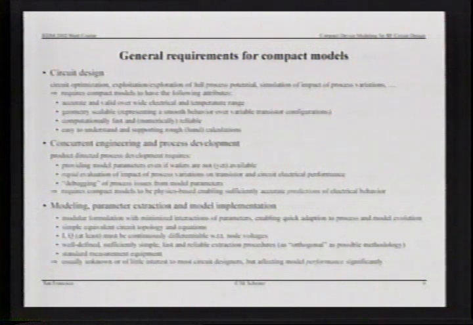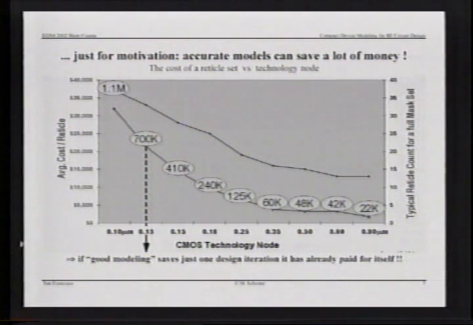There have to be compromises, and those compromises lead to validity range limitations in a transistor model or in any type of model. This is for a motivation, looking at basically mask cost for subsequent CMOS generations, and we are approaching $750,000 for a mask for next generation processes and going towards $1 million per mask.